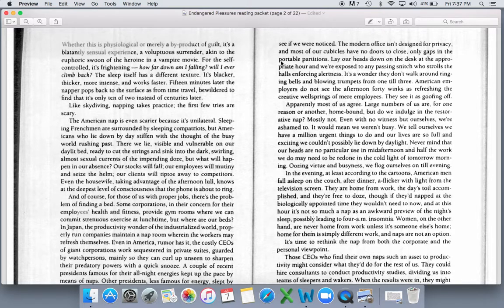She says portable partitions, gaps, privacy, appropriate, exposed, passing. It's no accident that she's repeating this language. And we know it's no accident that she's repeating the sound of P, because what she means by portable partitions is actually just cubicles. And that didn't have a P though, so she purposely described cubicles as portable partitions because it gave her the sound of the language that she was looking for.